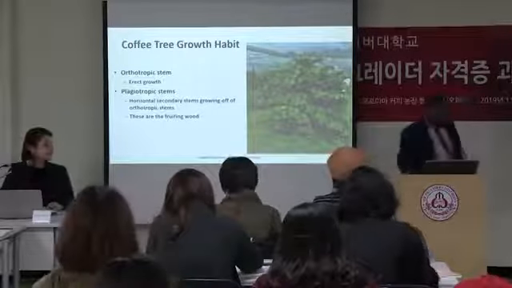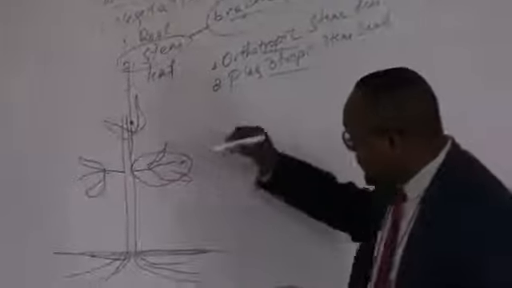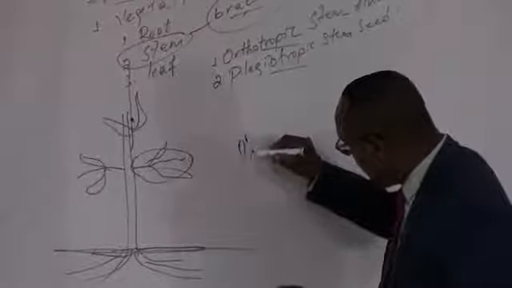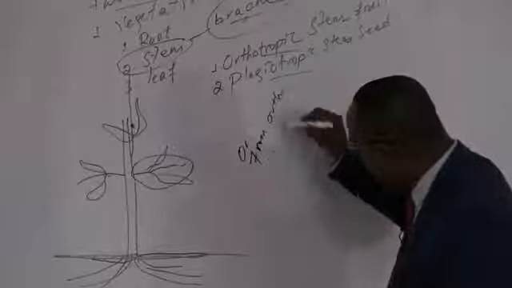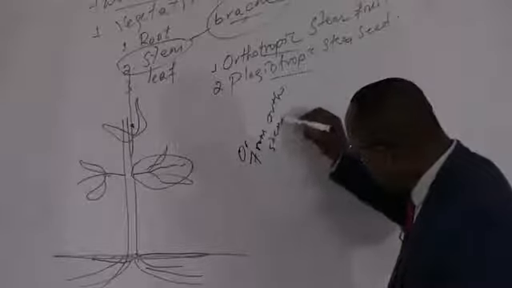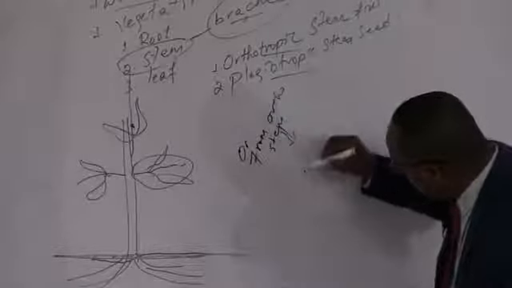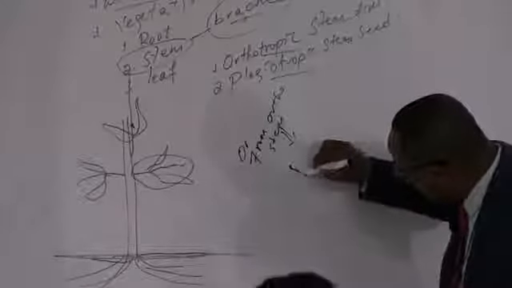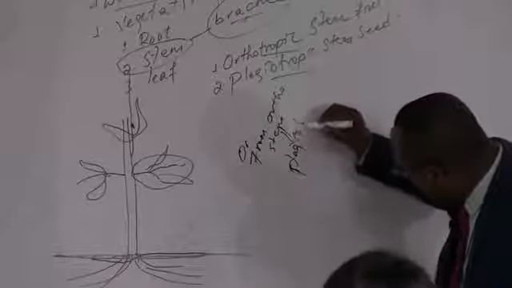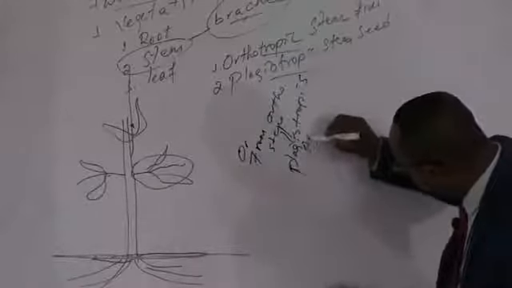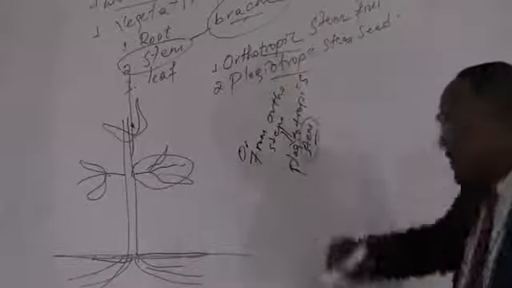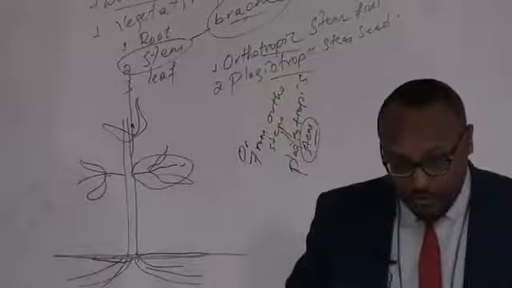So, as I have said, these two types of stems have their own role. From the orthotropic stem, the plagiotropic stem will grow. From orthotropic stem, the plagiotropic stem will grow.